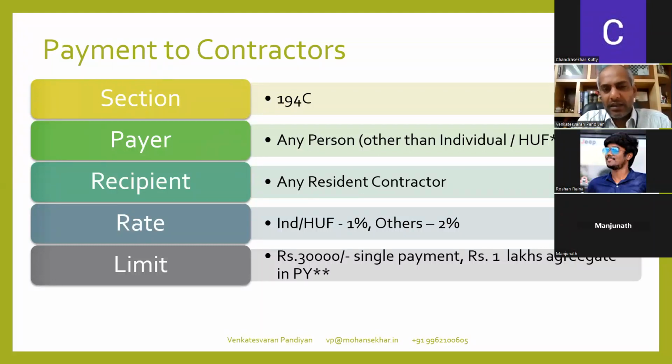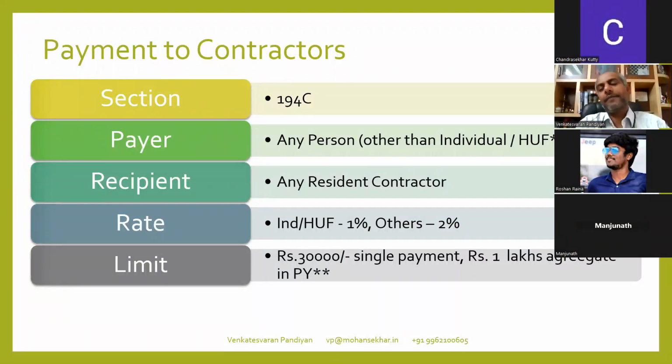Payer again, any person other than an individual and HUF is required to deduct TDS. The recipient should be any resident contractor, and any contractor who is resident in India should be the recipient for the section to be attracted.